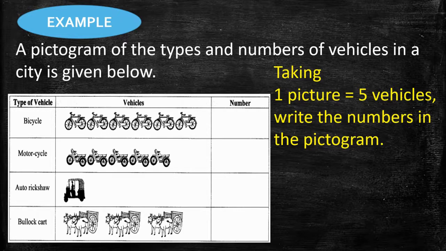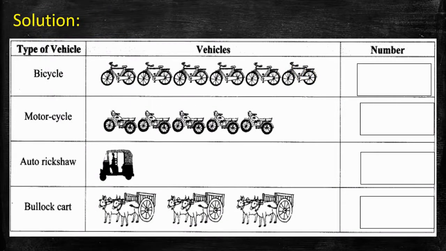Here you can see types of vehicles. Taking one picture equal to 5 vehicles, write the numbers in the pictogram. So students, we have to write the numbers. Here one vehicle picture is equal to 5 vehicles. Total bicycles, how many bicycles are there? 1, 2, 3, 4, 5, 6. So 5 multiplied by 6 is equal to 30.